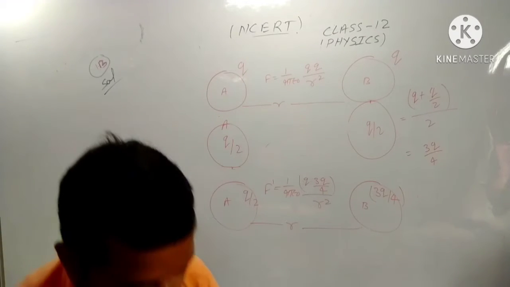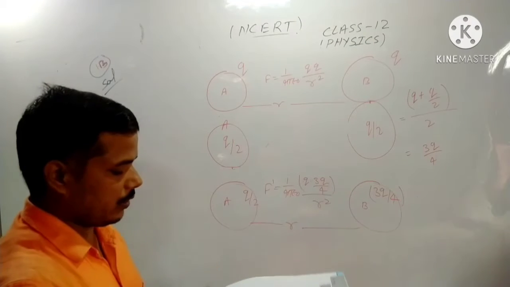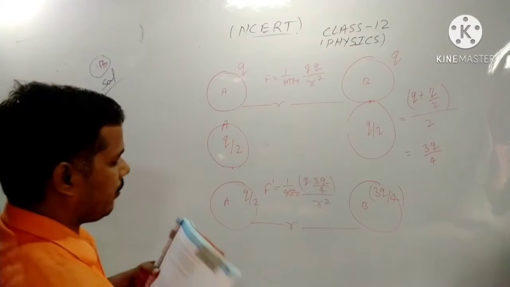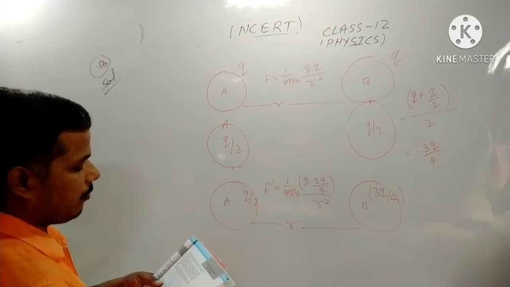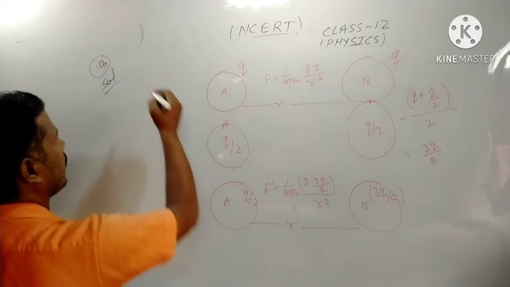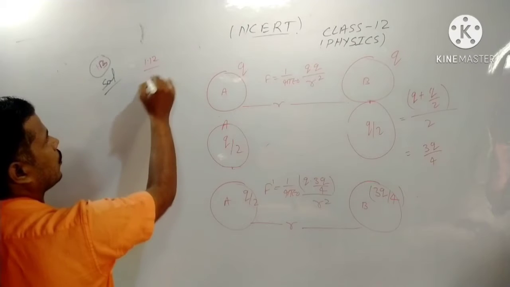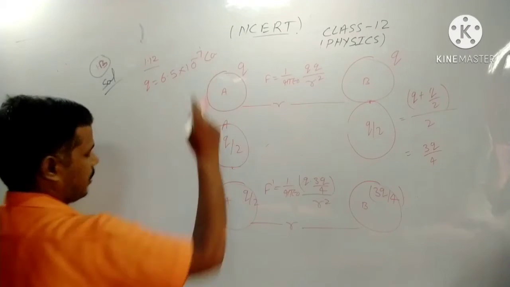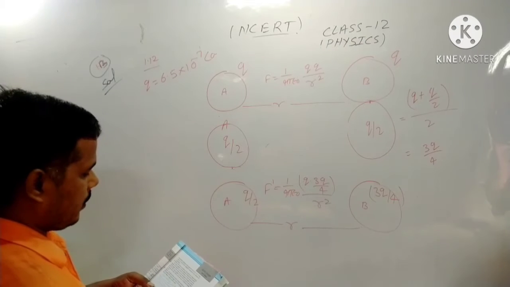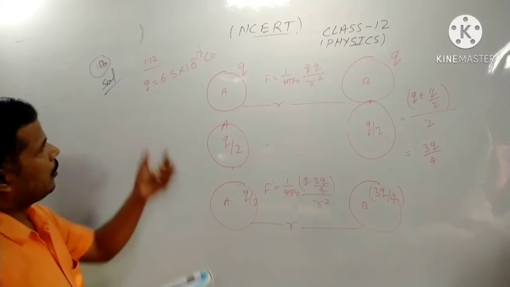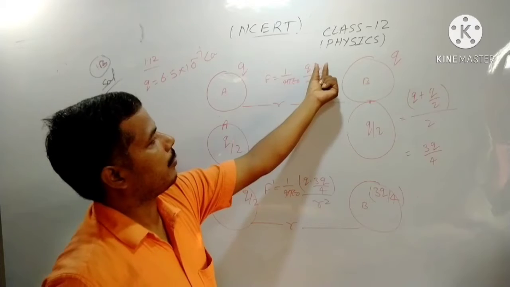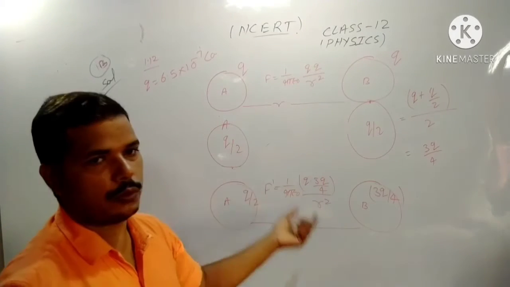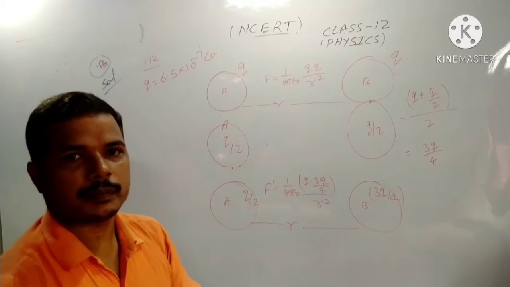Now put up the value which is given in question 1.12. 1.12 में चार्ज की वैल्यू Q की वैल्यू क्या गिवन है? 6.5 into 10 power minus 7. In question 1.12, Q is equal to 6.5 into 10 power minus 7 कूलम. ठीक है, तो यहाँ पे 6.5 into 10 power minus 7 रख दीजिए, यहाँ पर भी 6.5 into 10 power minus 7 रख दीजिए, दोनों की न्यूमेरिक वैल्यू फाइंड कर लीजिए. ठीक है.